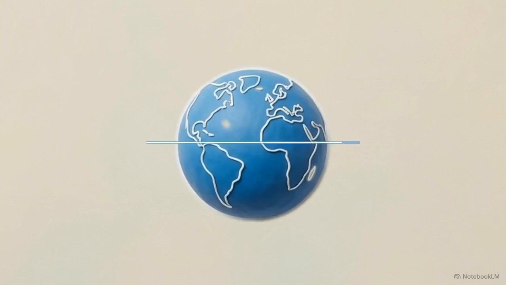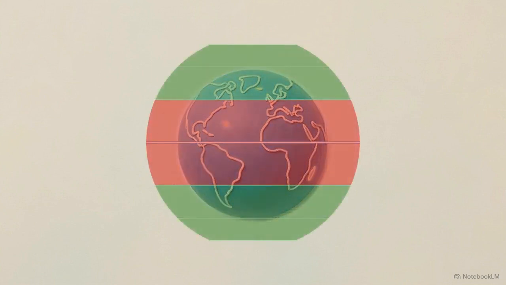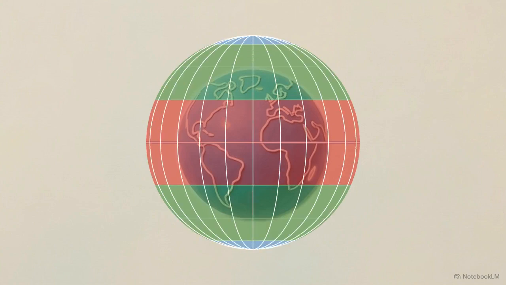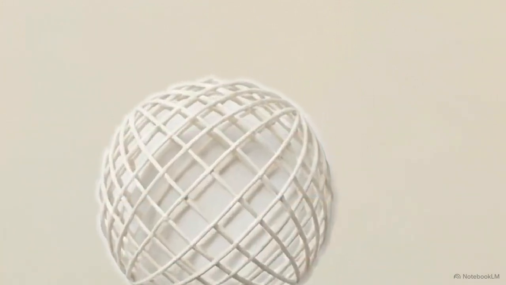Latitude lines run horizontally around the globe. They originate at the equator and define global climate zones, separating the tropical torrid zone from the temperate and frigid regions. Longitude lines are the vertical meridians that run from pole to pole. They meet at the top and bottom of the Earth, providing the east-west component of the grid.